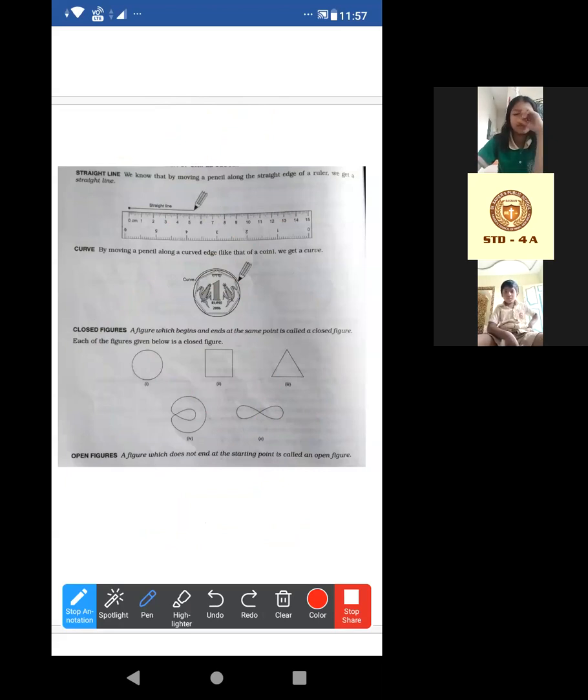Look at this. By moving a pencil along the curve edge like the coin it is given, we get a curve. Acha, for this one, you can write another statement also. The figure obtained by moving a pencil on a surface without lifting is called curve. This one statement I am writing. The heading curve, and no need to write this statement. No need to write this one. Instead of this, understood? Did you understand?